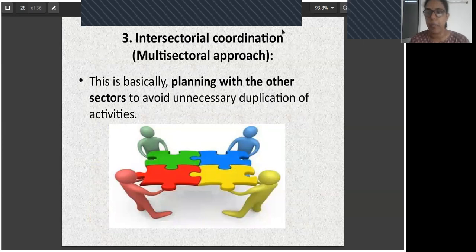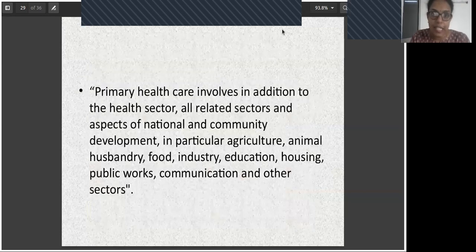Then the third important principle is intersectoral coordination, or multi-sectoral approach. That is basically planning with the other sectors to avoid unnecessary duplication of activities. So you catch hold of people from different sectors, not just health, and then you work together as a team. So primary healthcare involves, in addition to the health sector, all related sectors and aspects of national and community development.